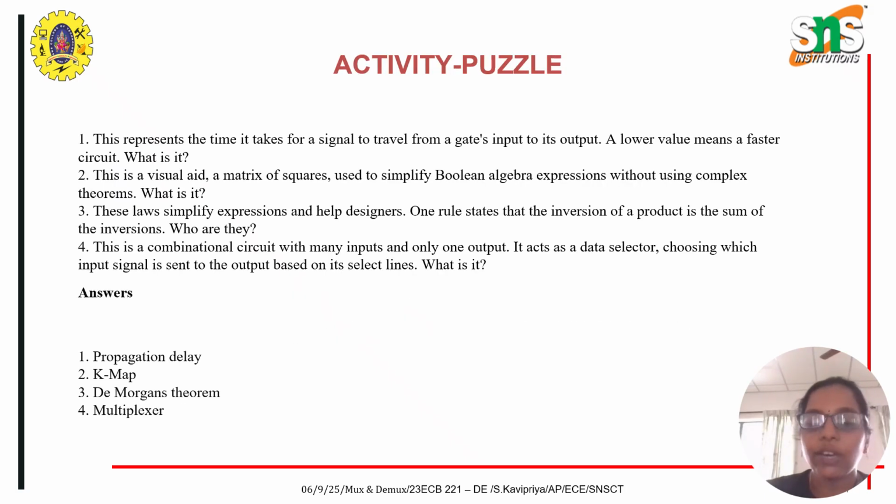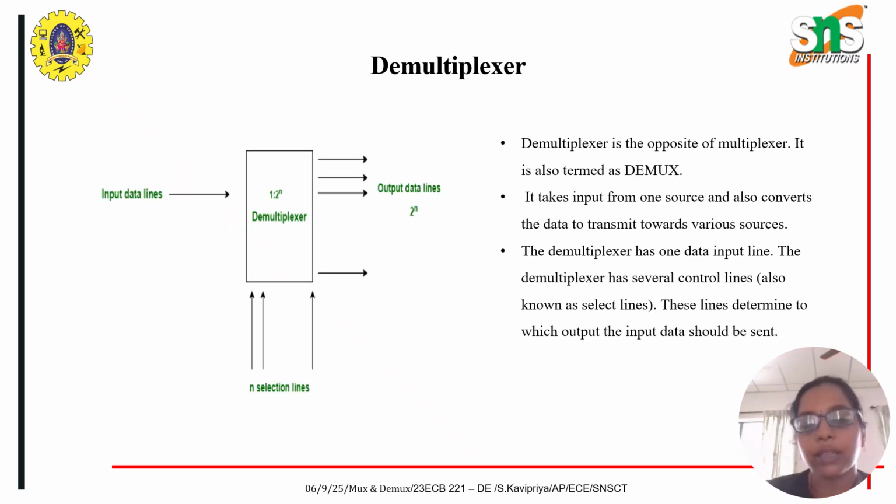And next is an activity, which is a puzzle. This represents the time taken for a signal to travel from the gate's input to the output. It is a time interval, which is nothing but propagation delay. This is a visual aid, a matrix of squares used to simplify Boolean algebra, which is nothing but the K-map. This is a law used to simplify Boolean expressions, which is nothing but De Morgan's law. And this is a combinational circuit with many inputs and a single output, which is nothing but a multiplexer. And next is the demultiplexer.